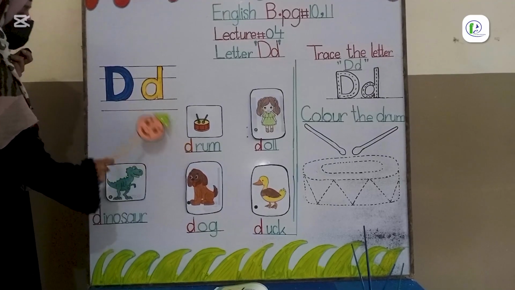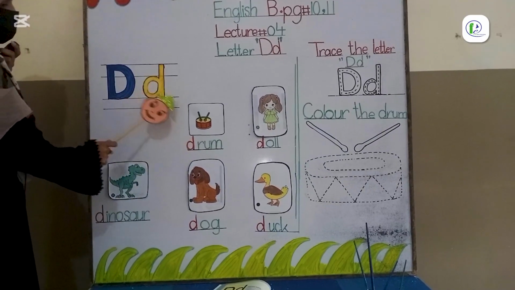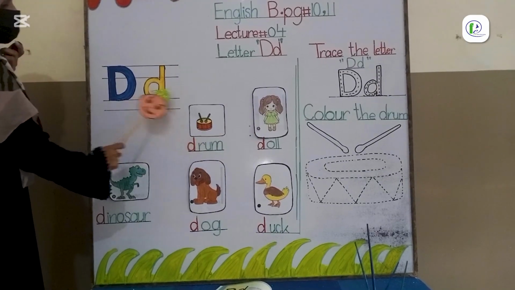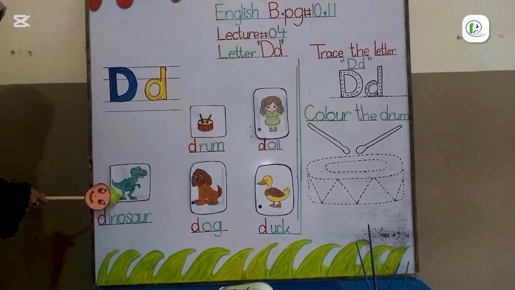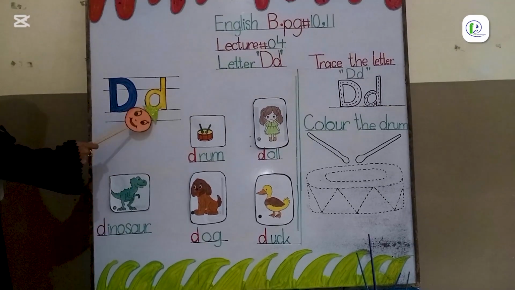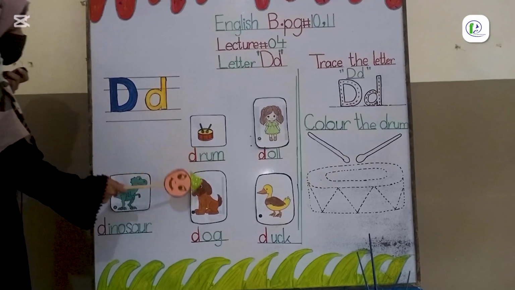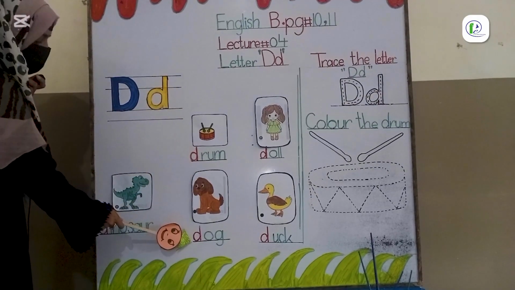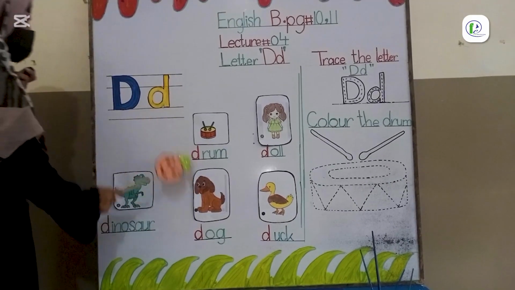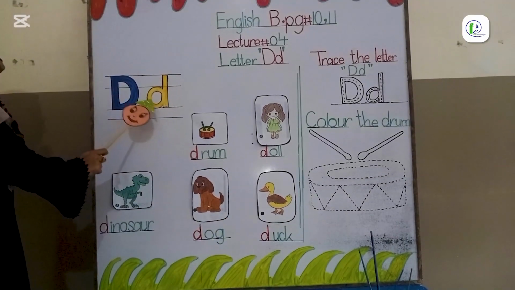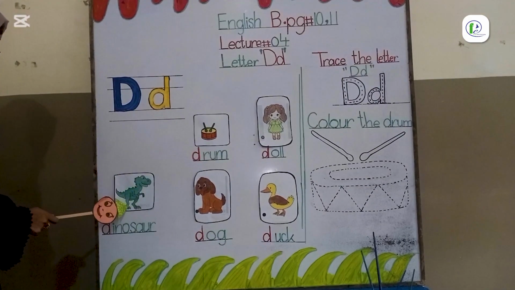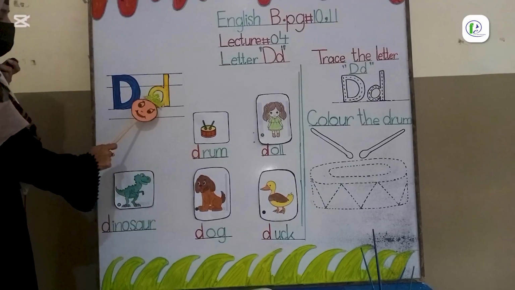D, drum. D, doll. D, dinosaur. D, dog. D, duck. Repeat after me. D, drum, D, doll, D, dinosaur, D, dog, D, duck.